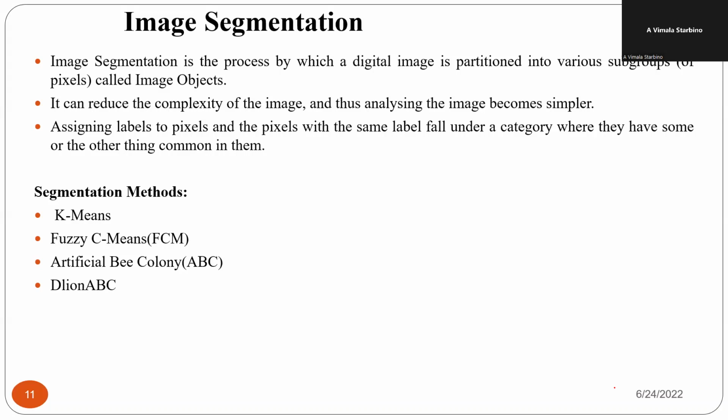Here the first method is the K-means algorithm. First we have to separate the image into three groups or any number of groups. For detection of lung cancer, I can use three regions: one is the background region, the next is the lung region, and the next is the cancer region. So I'm splitting into three regions.